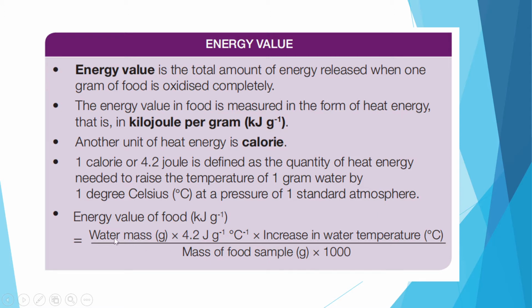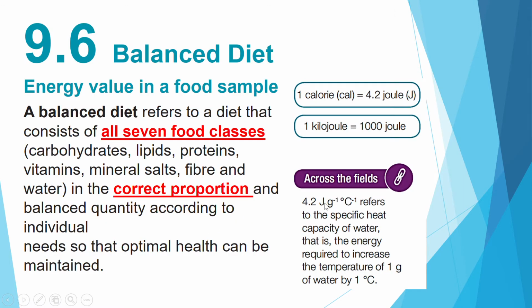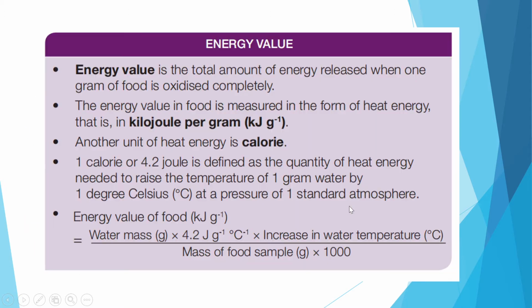So you substitute in the water mass times this value, right? The specific heat capacity of water. Okay, what is the meaning? Energy that is required to increase 1 gram of water by 1 degree Celsius. So you just put in this value. Okay, how much increase in that? So that means in the experiment, you will have to record the initial and also the final temperature of the water. When you substitute, then you will get this amount, divided by the mass of the food sample in gram times 1000.